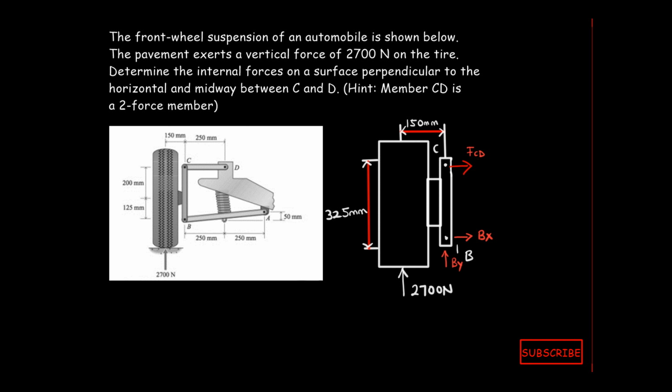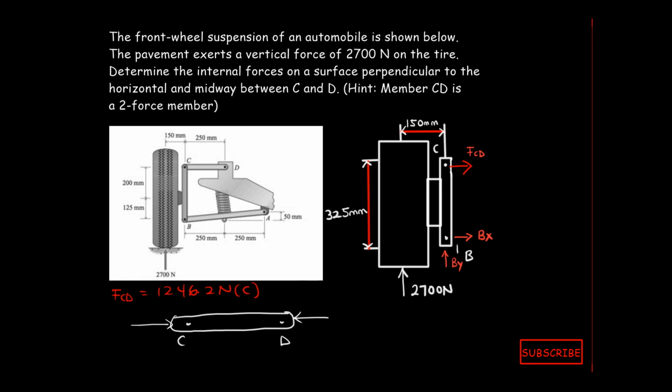We know that the force FCD equals 1246.2 newtons, and looking at its direction, it will be compression. Let's indicate it here. I'm going to draw the 2 force member CD here. This is point C, and this is point D. I have the force FCD acting here, and there will be another force equal but opposite in direction to FCD that also acts here. So this force member is under compression.